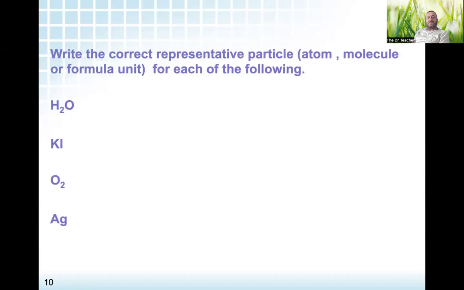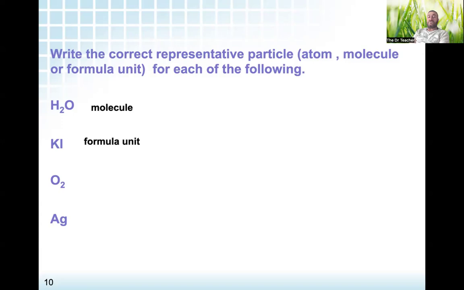So what is the correct representative particle? Is it an atom, a molecule, an ion, or a formula unit? Look at H2O, KI, O2, Ag. Let's have a look. H2O is a molecule.